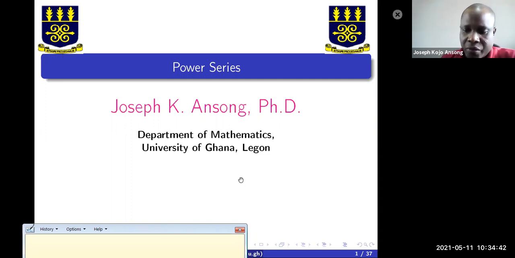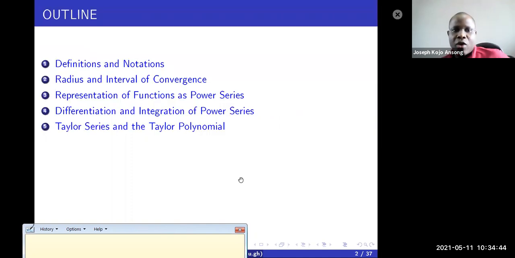Okay. So we'll look at the definition of what a power series is, and then we'll look at radius and interval of convergence. And then how do you actually represent a function as a power series? So given any function, how do you represent it as a power series? After that, we'll look at the differentiation and integration of power series. And then actually 3 and 4 are linked, right?